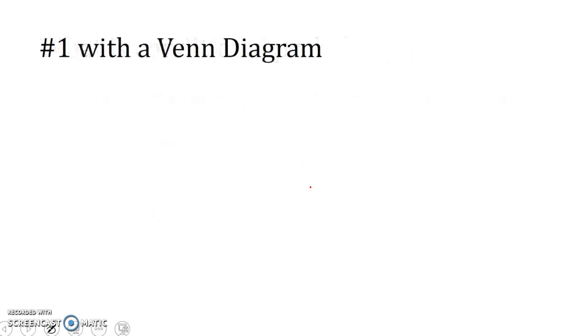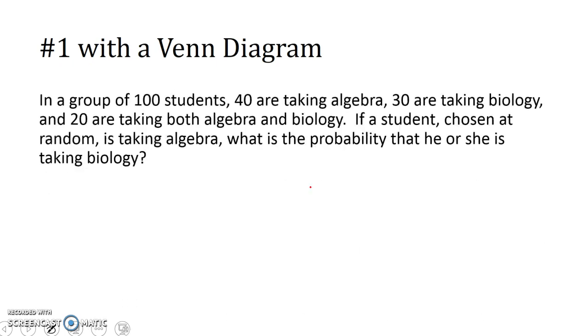Let's go ahead and take a look at this first example. I'm going to use a Venn diagram along with the formula to help explain this one. So in a group of 100 students, 40 are taking algebra, and 30 are taking biology, and 20 are taking both algebra and biology. So if a student chosen at random is taking algebra, what is the probability that he or she is taking biology?